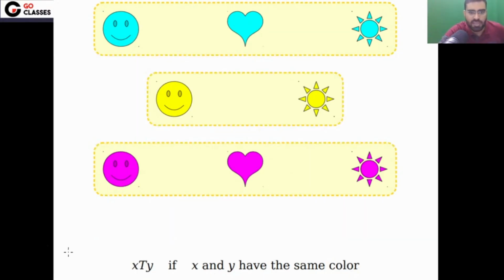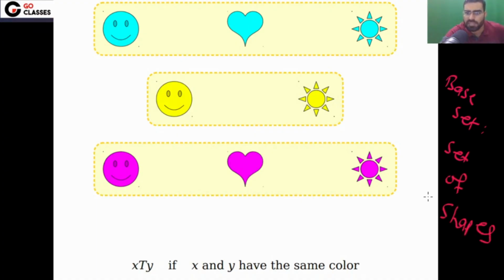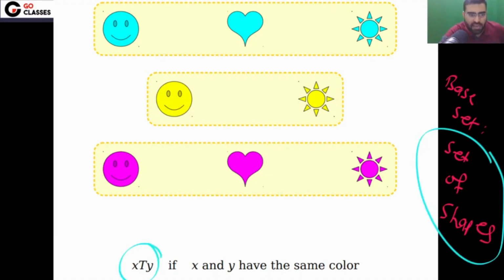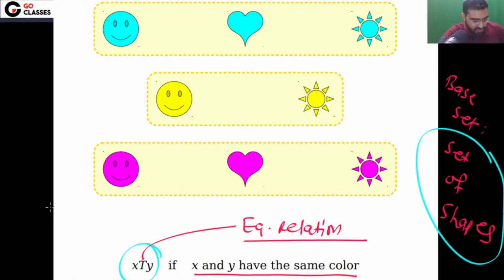Now let's see this one. Again the same thing is happening. What is the base set? The base set is again the set of shapes, yes or no? Now you are defining a relation R, and this relation R is that X and Y have the same color. You can easily see this is reflexive, symmetric, transitive. So again, this is an equivalence relation.